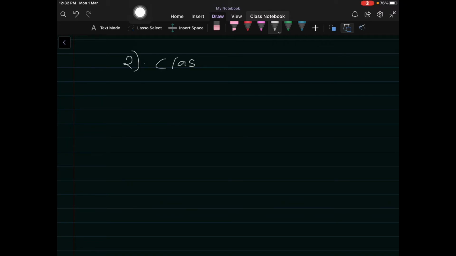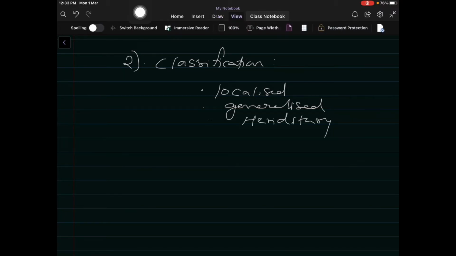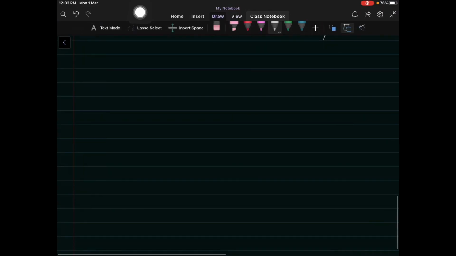Now let us discuss its classification. On the basis of three ways we will classify it: localized, then generalized, and the third one will be hereditary. So let's get started with the first, that is the localized.